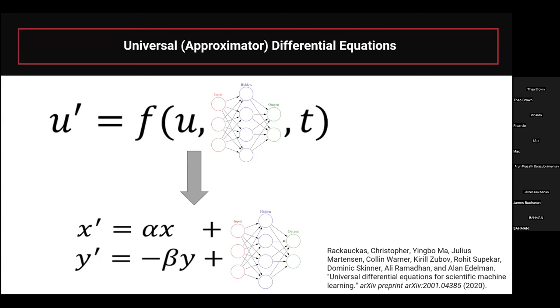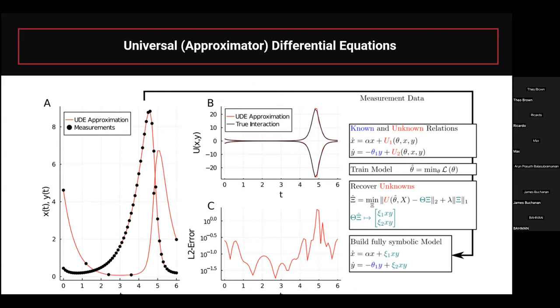Now, the schema for the UDE in general is this form, where you write down what you know, you capture what you don't know via these neural networks, and then you train these neural networks on the time series data that you have, and then you use that as a computational representation of what you did not know how to model, right?